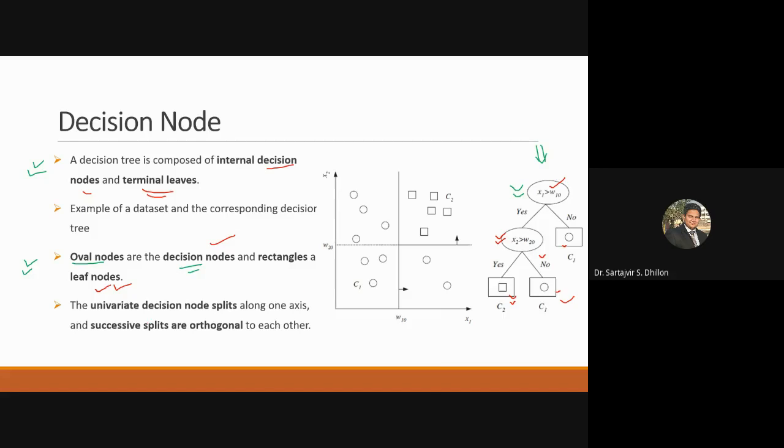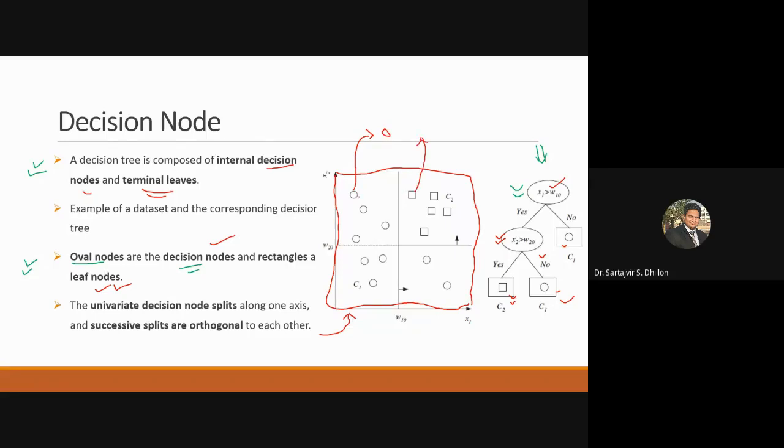And yes, in this, univariate decision nodes split along one axis, and the successive splits are orthogonal to each other. This line belongs to this figure. Here you can see there are two class categories that exist within a space. This is a space in actual, in which there are two classes existing: one is circle, and the other one is rectangular.